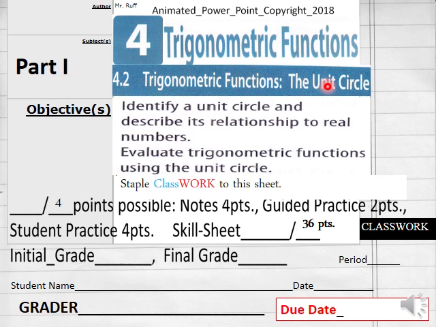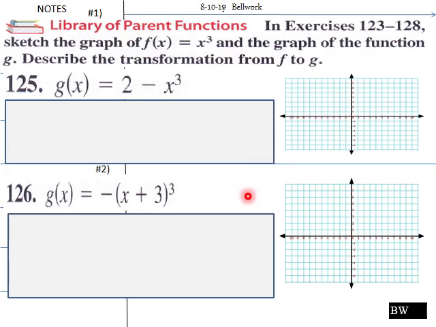4.2 trigonometric functions, unit circle, part 1. We have 36 points of classwork, and we have 4 points today in notebook taking, which is not that bad. And teachers, here's today's bell work.